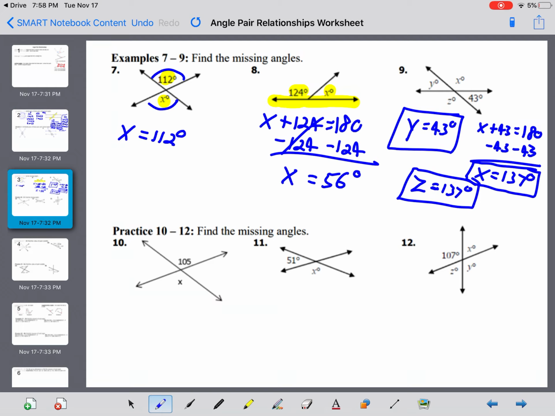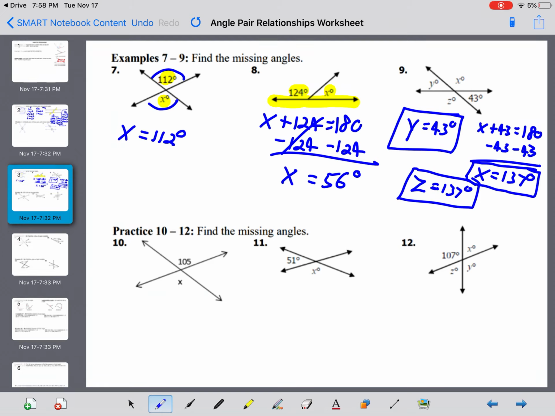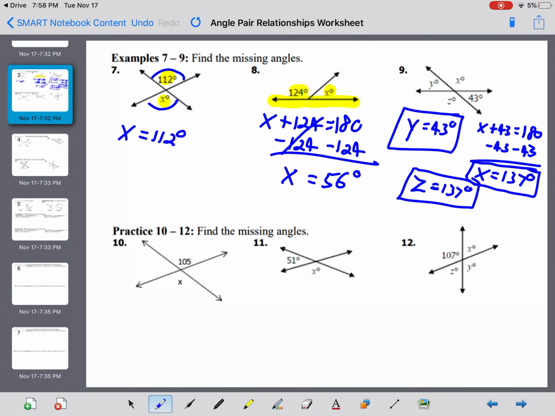Okay, so why don't you take your time, try 10, 11, and 12 on your own, and I'll check your answers when you submit them.